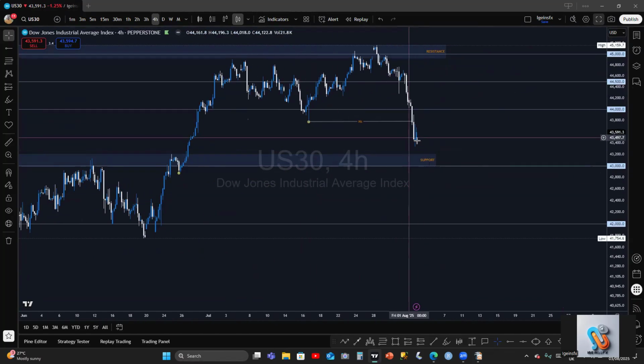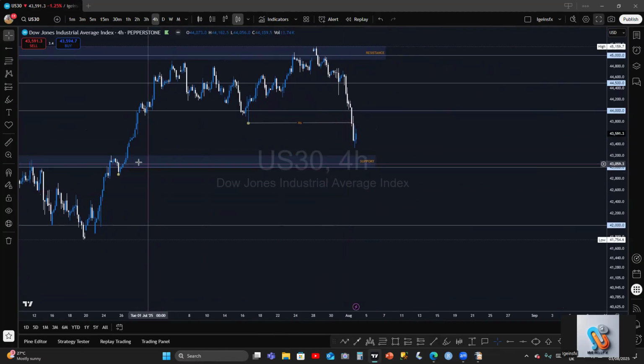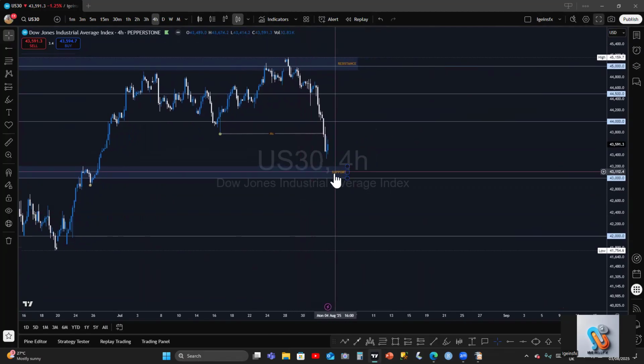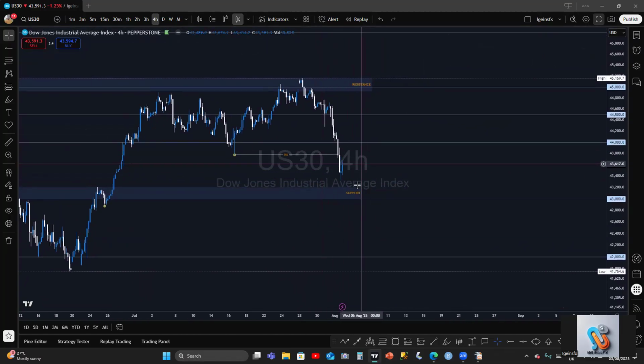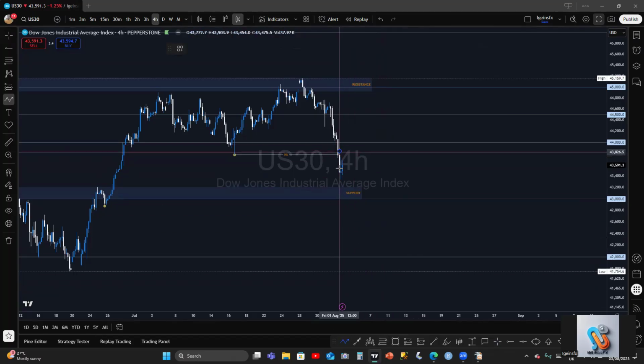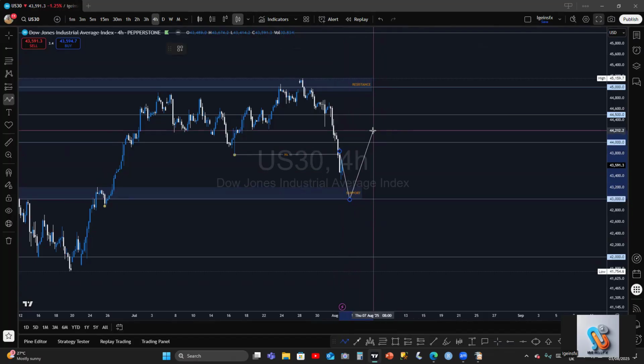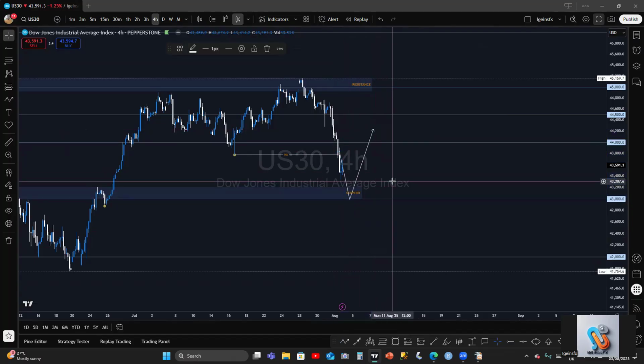If this level holds, well, I'm thinking that there should be a little drop. It should drop up to this level, tap into this level before any significant pullback will happen.